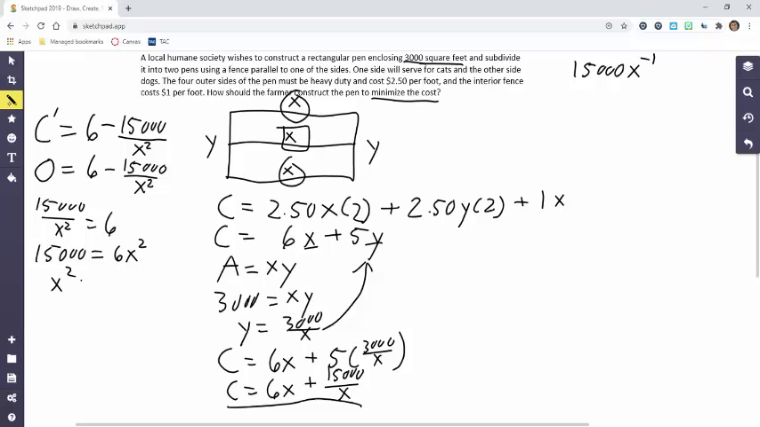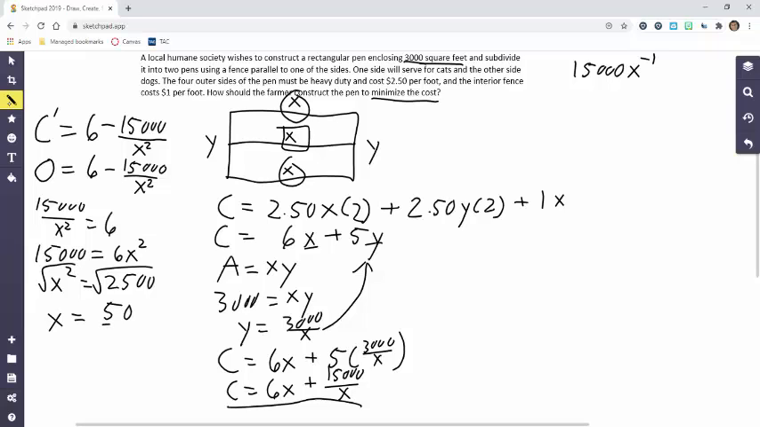That gives me x squared equals 15,000 divided by 6, which is 2,500. Now I can go ahead and take the square root of both sides. Gives me that x equals 50. Now it is plus or minus 50, but the negative 50 makes no sense in this problem because we can't have a negative fence length. So we're just going to ignore the negative one and just focus on the positive one.